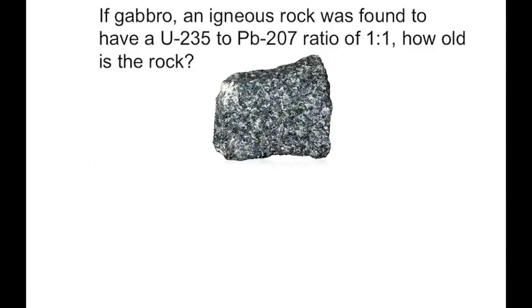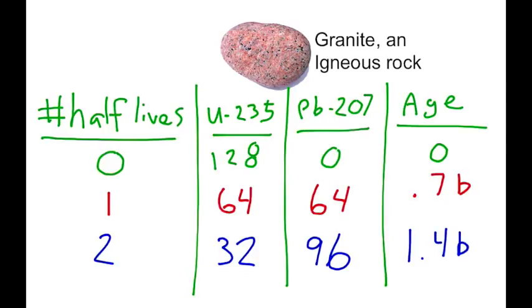So can you solve a word problem related to this concept? If you get a question on a test such as this: if gabbro, an igneous rock, was found to have a uranium-235 to lead-207 ratio of 1:1, how old is the rock? We'll go back to our previous slide here.